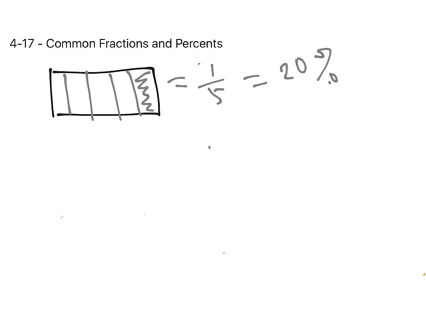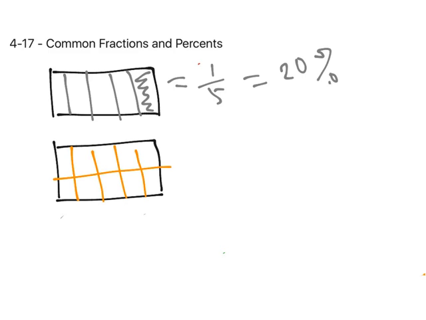Finally, if we have 10 pieces, 1, 2, 3, 4, 5, 6, 7, 8, 9, 10, we take one piece, that's 1/10. 1 divided by 10 is 0.10, which is 10%.